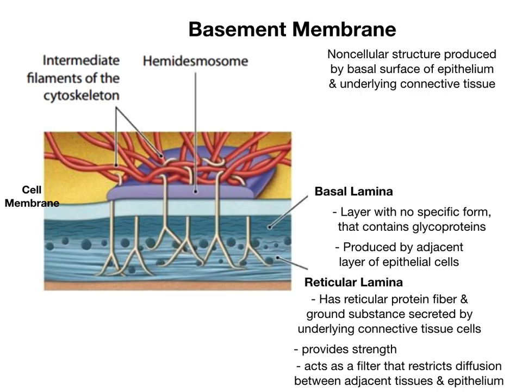So the basement membrane is a non-cellular structure that is produced by the basal surface of the epithelium and the underlying connective tissue. We have our basal lamina, which is our layer with no specific form that contains the glycoproteins, and it's produced by an adjacent layer of the epithelial cells. And then we have our reticular lamina, which has the reticular protein fibers and ground substance that is secreted by the underlying connective tissue cells. This provides strength and acts as a filter that restricts diffusion between adjacent tissue and the epithelium.